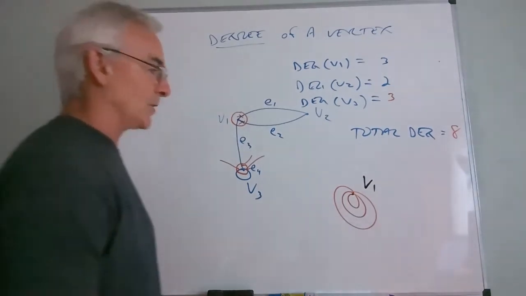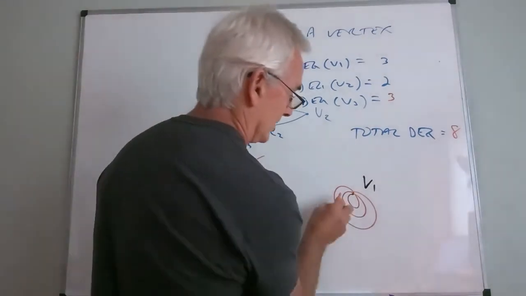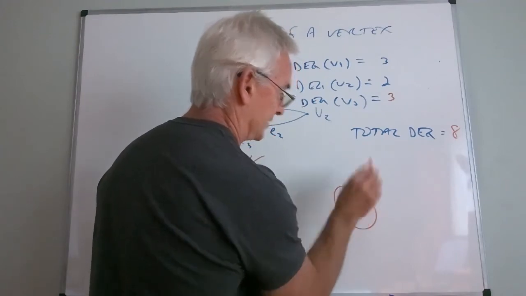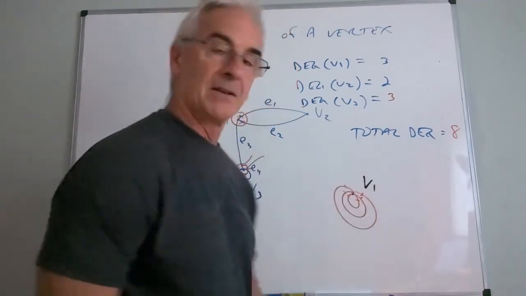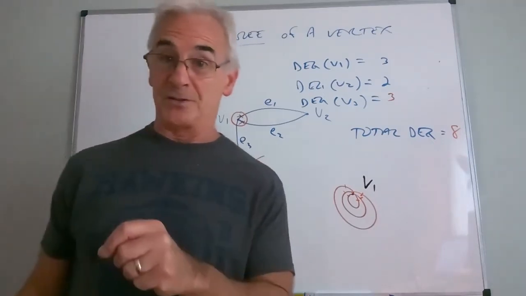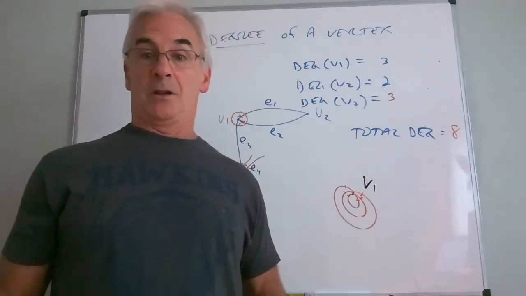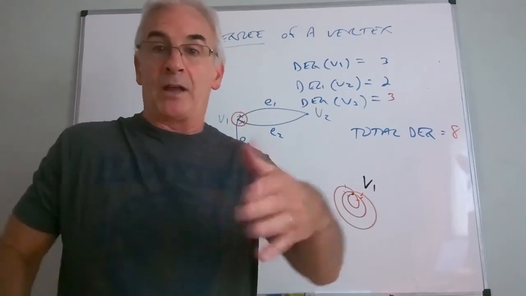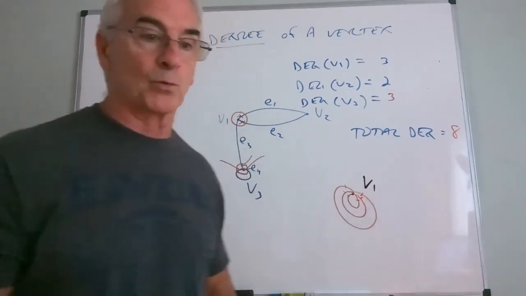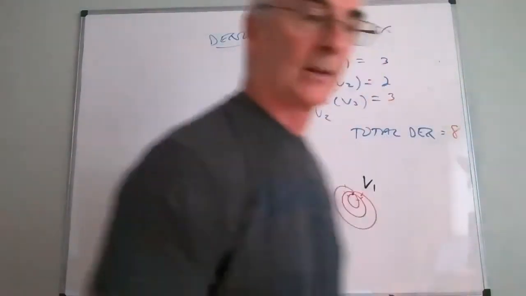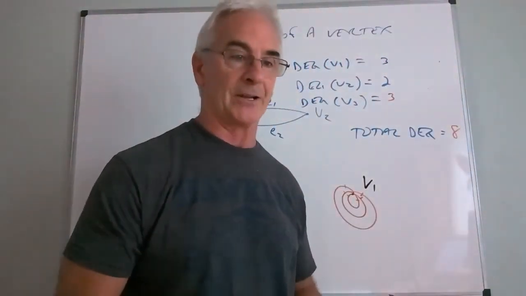Now, what's the degree of V1? 1, 2, 3, 4, 5, 6. There's 6 different paths. I created 3 edges, all of them loops. The degree of V1 is now 6. The degree must be even. And by the way, I can have 0. There's nothing wrong with 0. 0 is totally legal. It's just not that exciting.